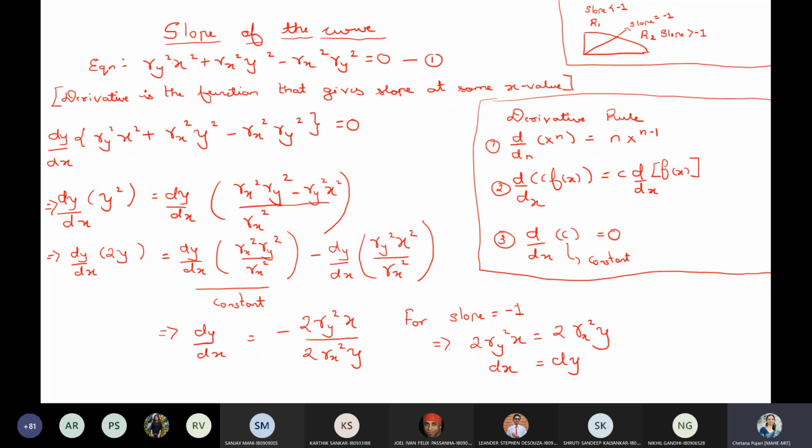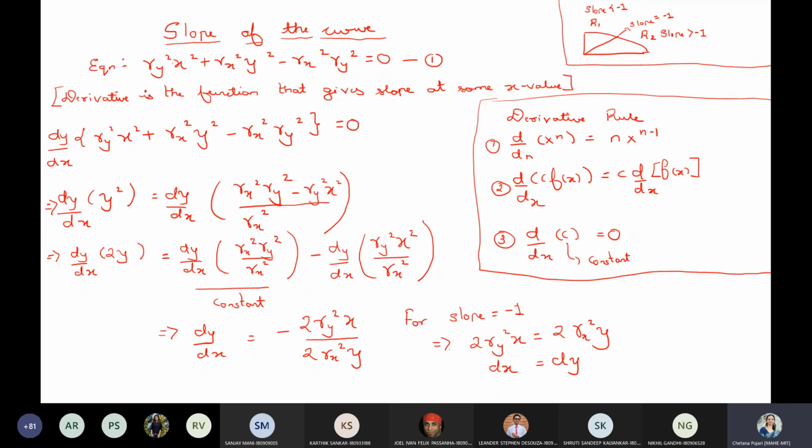Again, we are going to consider our ellipse equation, which is ry square x square plus rx square y square minus rx square ry square is equal to 0. Okay. Ry is the radius at the y-axis. Rx is the radius at the x-axis.